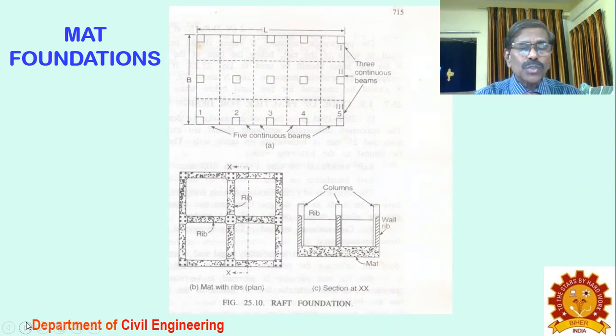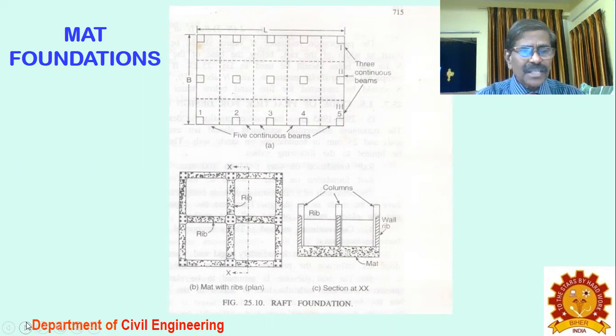Suppose the mat depth is not sufficient, you will have the columns and you can also have wall ribs, and these wall ribs will transfer the load to the mat. These ribs will receive the column loads and distribute them. So ribs are also provided in a mat: mat with ribs and mat without ribs. These are the two types of mat foundation.